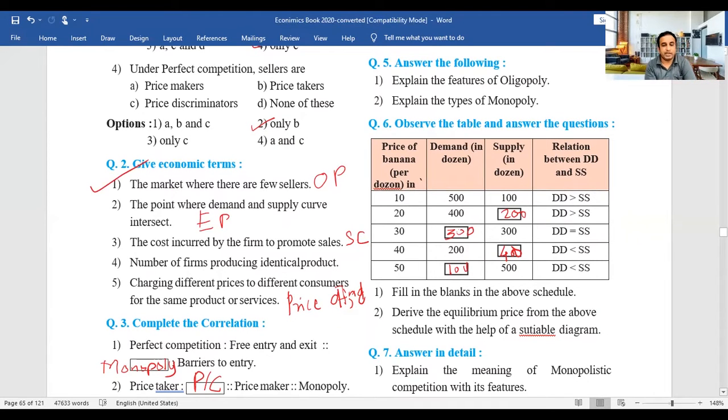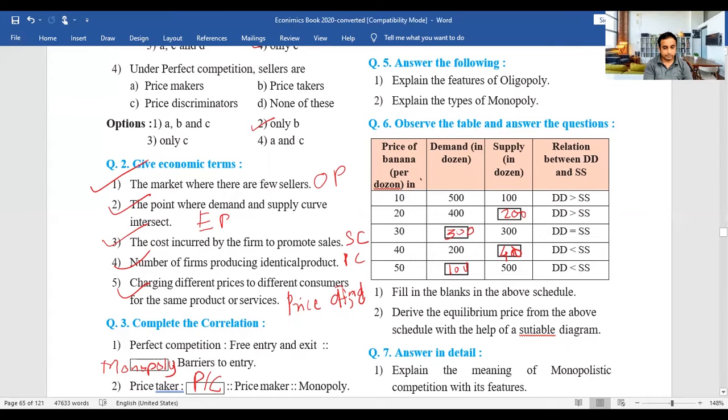The point where demand and supply curve intersect: equilibrium point. The cost incurred by the firm to promote sales: selling cost. Number of firms producing identical product: perfect competition. Charging different prices to different consumers for the same product or the same service: price discrimination.